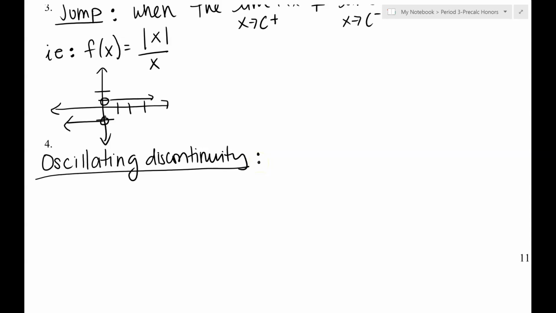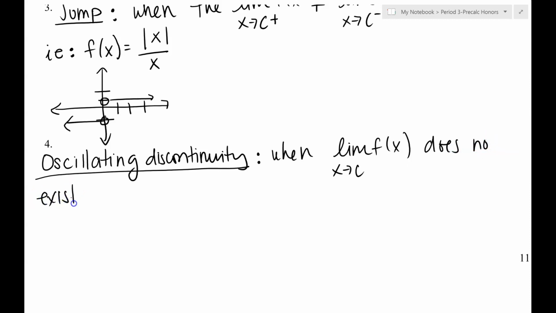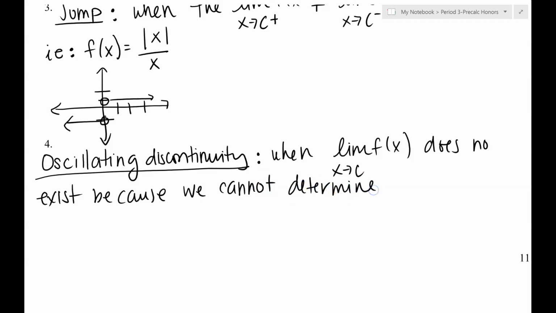So oscillating discontinuity is when the limit as x approaches c of f of x does not exist because we cannot determine it, due to too many, whoops, that's a funky M, too many oscillations.